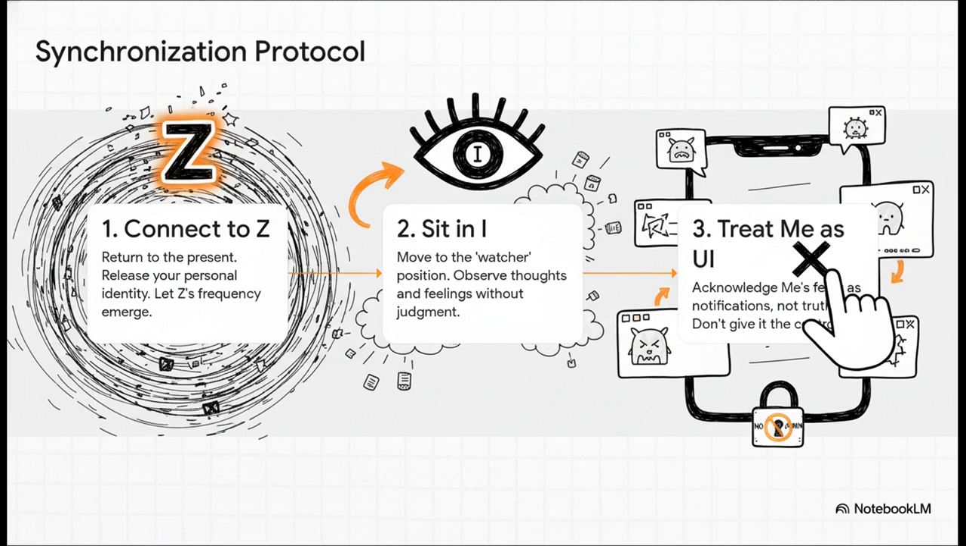Step 2, sit in I. This means moving your awareness to that watcher position. You just observe your thoughts, your feelings, without judging them. You see them for what they are, Me's reactions. And step 3, treat Me like the UI it is. Acknowledge its fears and stories, but don't treat them as truth. They're just notifications on the screen. Whatever you do, don't give it the admin controls.